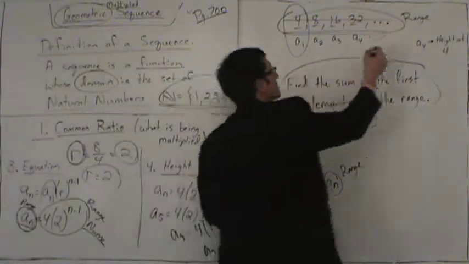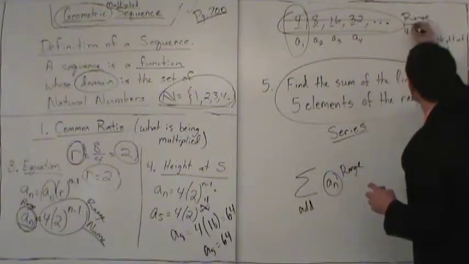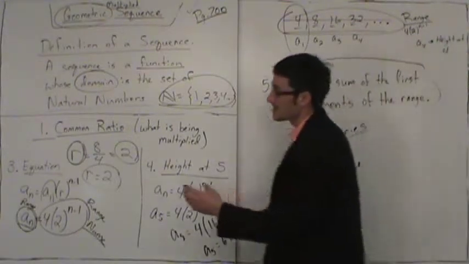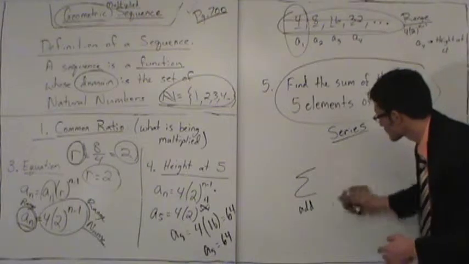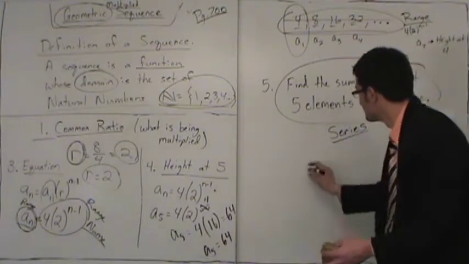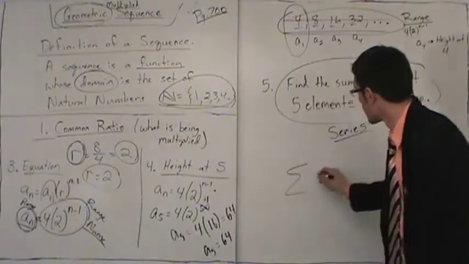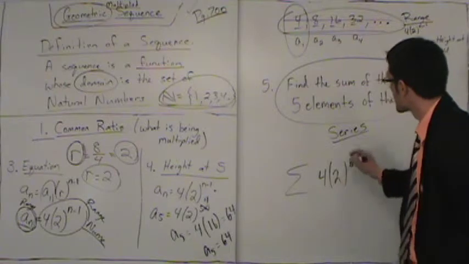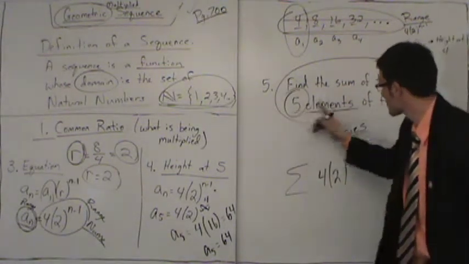So up here next to the range, I want you guys to write, what is the name of this range? The name of this range is 4 times 2 to the n minus 1 power. Okay, so I want you to write the specific name. So instead of sigma a sub n, we're writing sigma, and the specific name of the range is 4 times 2 to the n minus 1 power. And we're adding what? The first 5 elements. Remember, this element means number. So the first 5 numbers in the range.